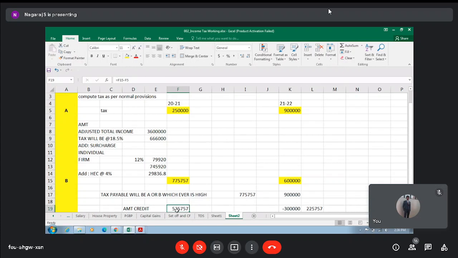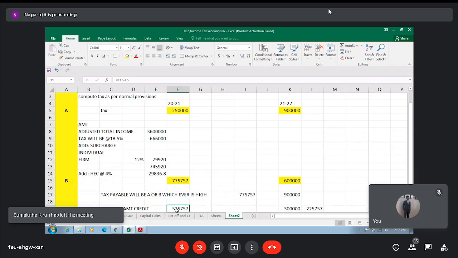Third thing, they may ask whether AMT is applicable to individual, HUF, AOP, BOI or artificial juridical person, irrespective of its total income. The answer should be no. They will give the options. You should tick the answer no. Or they may give, if the adjusted total income exceeds 20 lakhs, less than 20 lakhs, like that they may give. That is the third question.